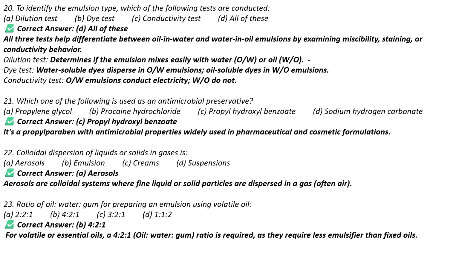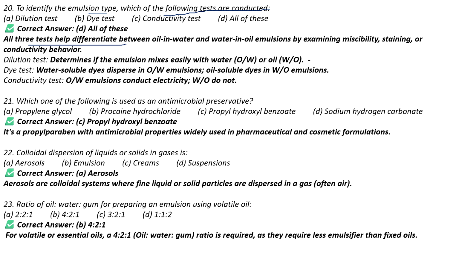So moving on to the next question. To identify the emulsion type, which of the following tests are conducted? Out of the given 4 tests, we have to tell which tests we conduct to determine or identify the emulsion type. And the options are dilution test, dye test, conductivity test, or all of these.